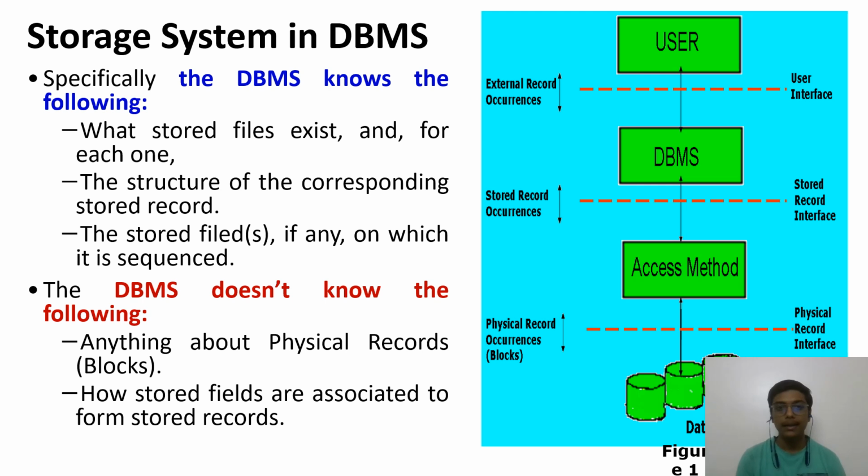So specifically, DBMS knows the following: what stored files exist and for each one, the structure of the corresponding stored record, the stored record files, if any, on which it is sequenced. The DBMS doesn't know the following: anything about the physical records or blocks, how stored fields are associated to form stored records.